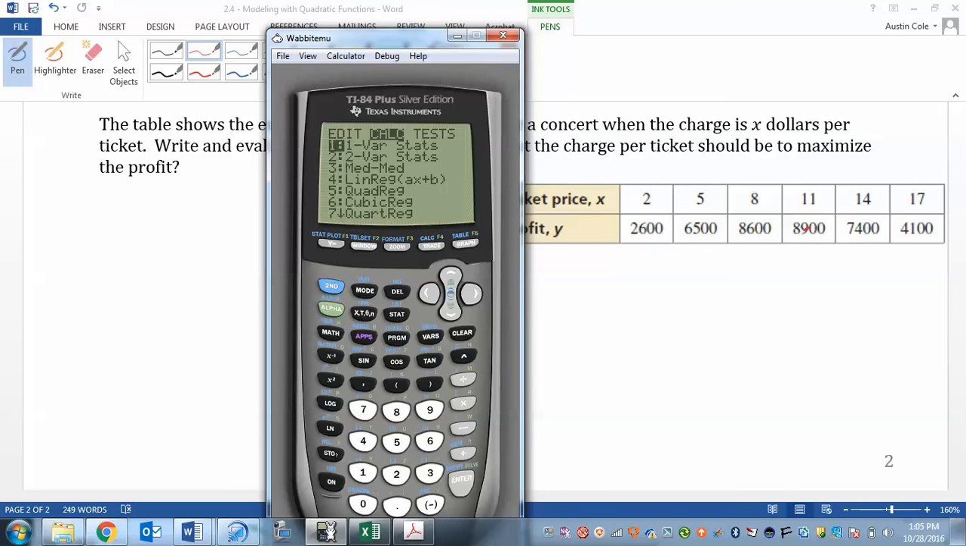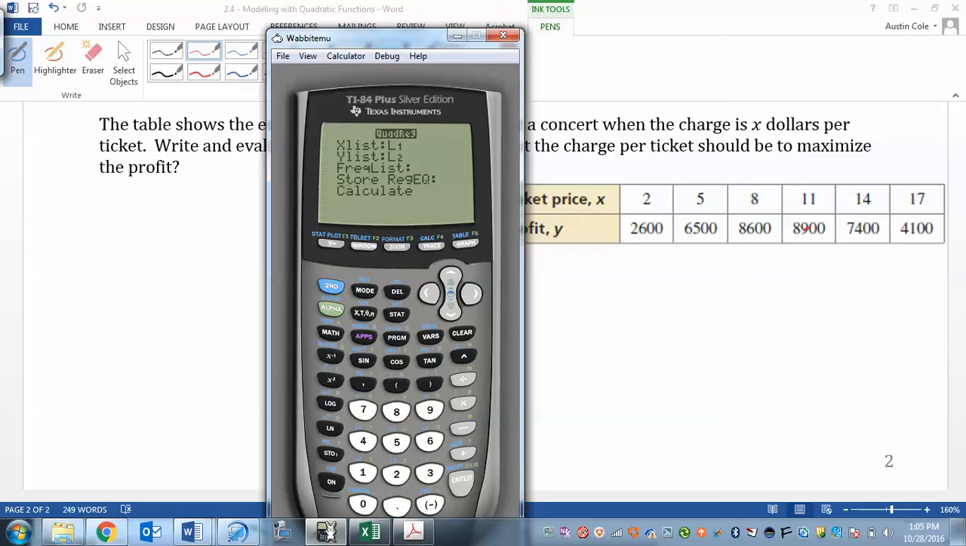Now, if you notice here, it says line reg. That means a linear regression. If we want our data to represent a straight line, okay, we don't want that. Here it says quad reg, where we want our data to represent a quadratic regression, a cubic regression, a quartic regression. We're going to do quadratic regression. Go down to 5 and hit enter.